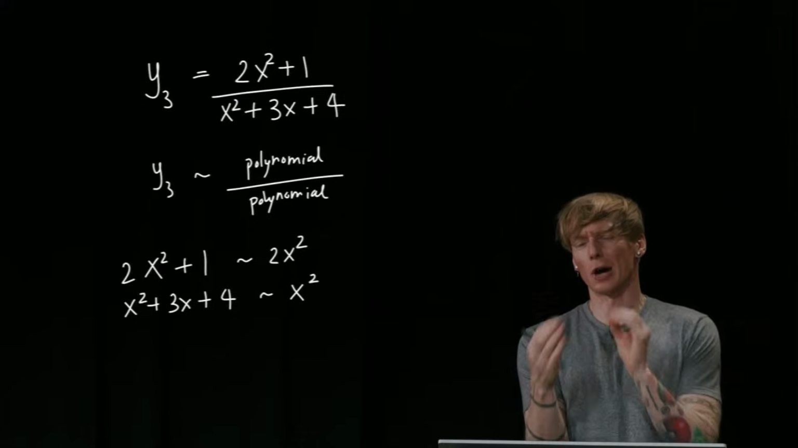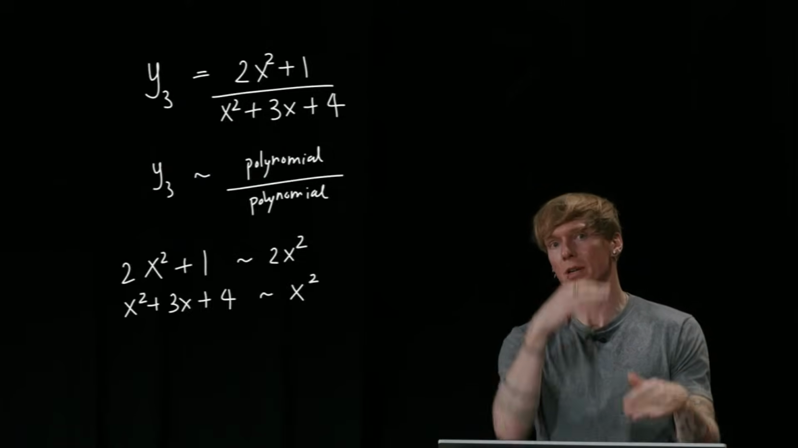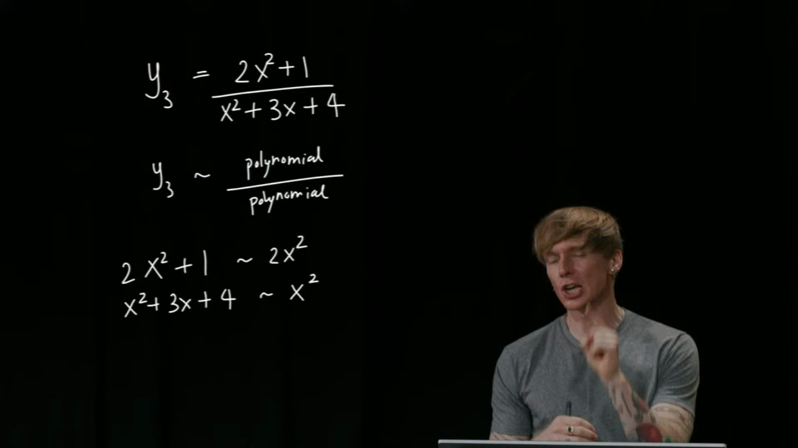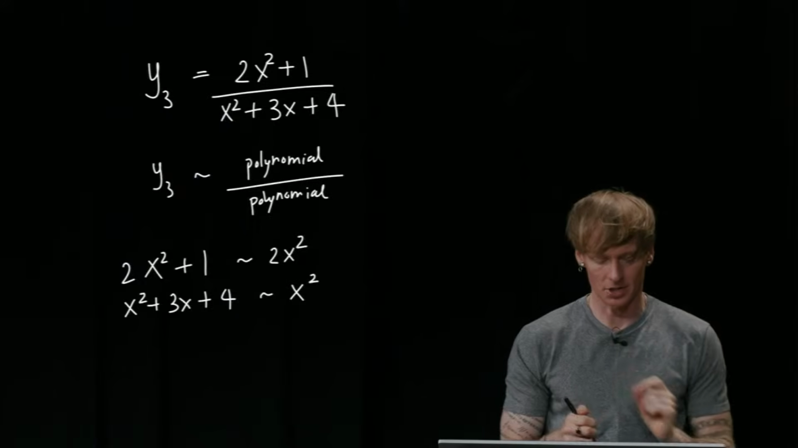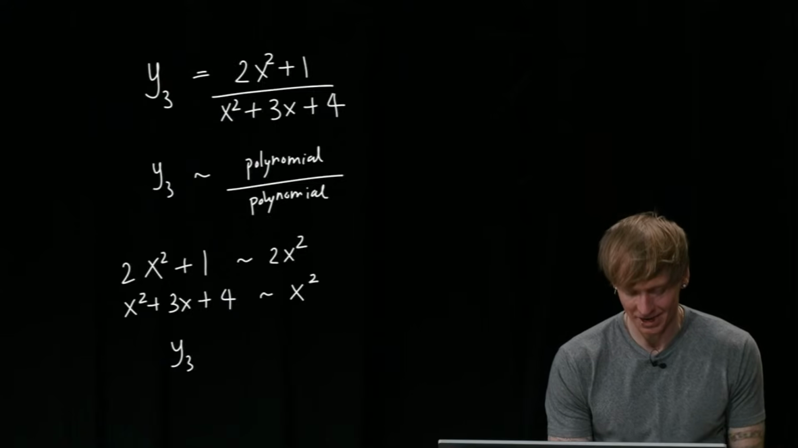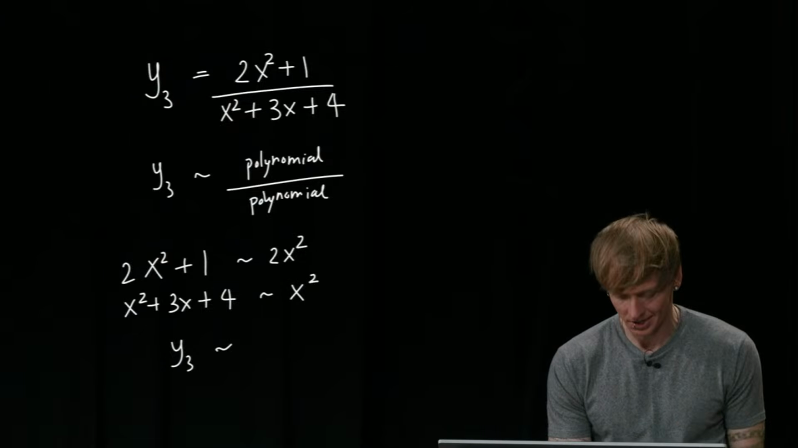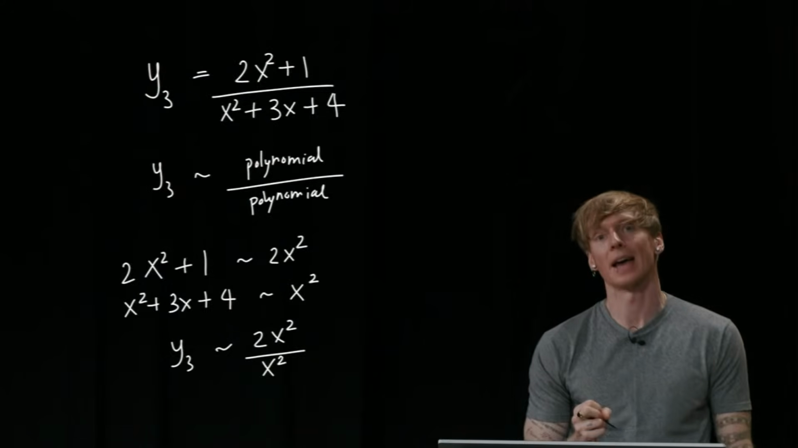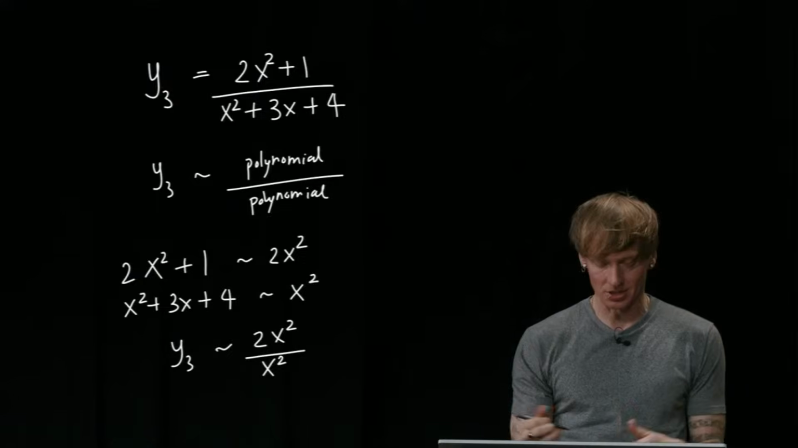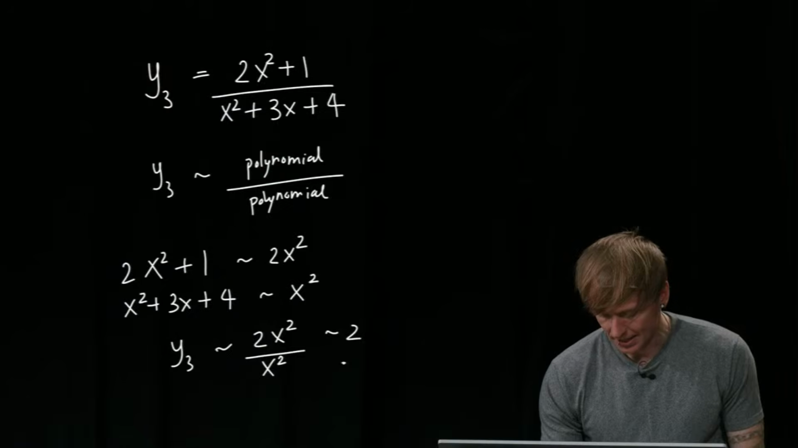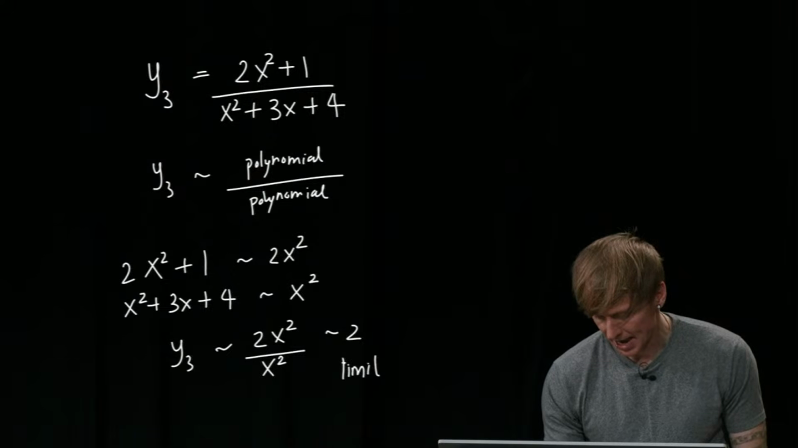And we call these the dominant or the leading order terms of that numerator on the top and the denominator on the bottom. And if we just look at those dominant or leading order terms, we can now see what that limit's going to be. So we can say y3 approximately looks like, for large x, 2x squared over x squared. So then those x squareds cancel, and so we can say that it looks like 2 in the limit as x goes to infinity.